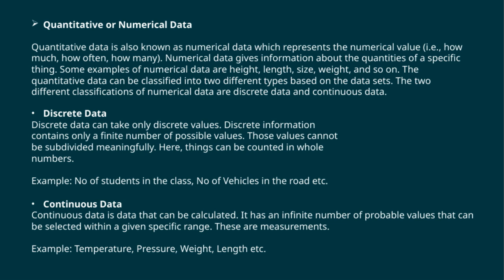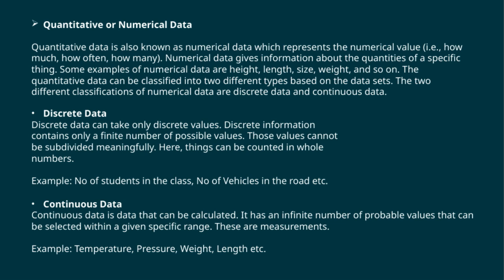On the other hand, we have discrete data. Discrete data can only take specific, separate values, meaning you can't have fractions or partial counts in most cases. For example, the number of students in a class or the number of vehicles on the road. These are countable in whole numbers, and you can't really subdivide them meaningfully. Discrete data is often used when you're counting things rather than measuring.